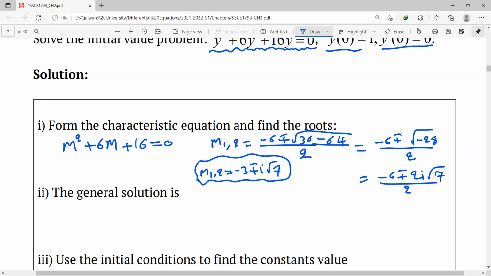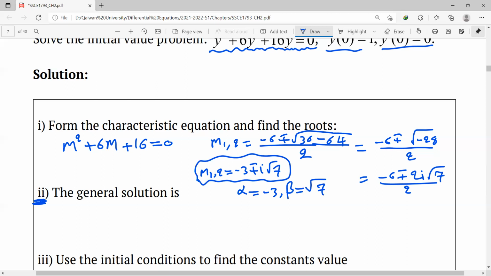These are the values of m1 and m2. Here we have two complex roots. That means alpha equals minus 3 and beta equals square root of 7. These are the values of alpha and beta. In step 2, we are going to write down the general solution.